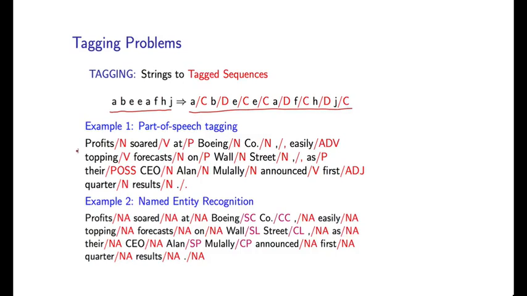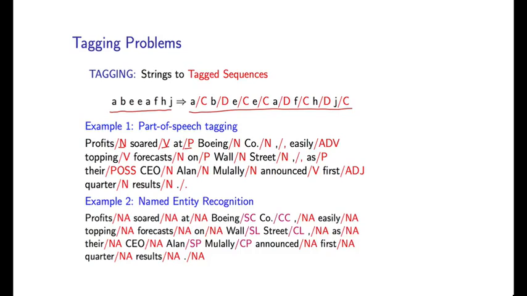One of the very first examples we saw was part-of-speech tagging. In this case, the input is a sentence, and the output from the tagger is a tagged sentence, where each word now gets a tag. For example, profits is tagged as an N for noun, sword is tagged as a V for verb, at is tagged as a preposition, and so on and so on.